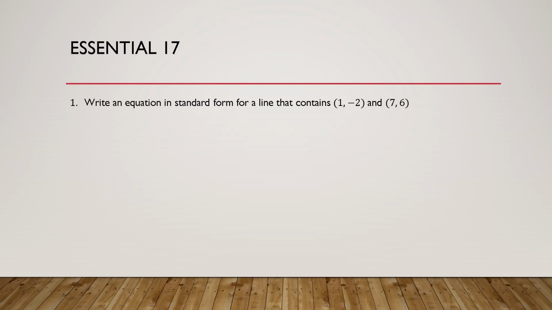Write an equation in standard form for the line that contains (1, -2) and (7, 6). We first start with the slope formula, which is the slope, or m, equals (y1 minus y2) over (x1 minus x2). Looking at our points, we identify one point as (x1, y1), and the other as (x2, y2), and fill in the numbers in our equation. When we complete the subtraction, we get -8 over -6, which simplifies to 4 over 3.